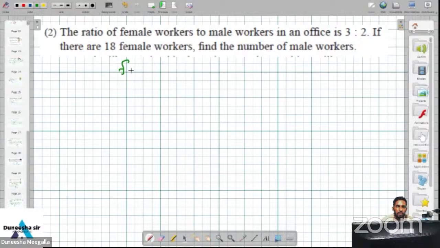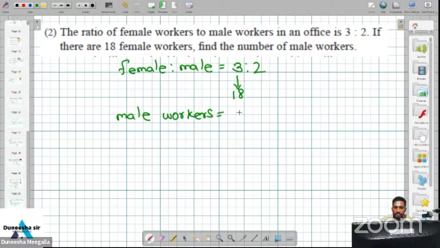Okay. Female to male ratio is how much? Can you tell me? 3 to 2. Netuli answer is correct. Then, how many female workers in this office? 18. Now we are going to find male workers in this office.